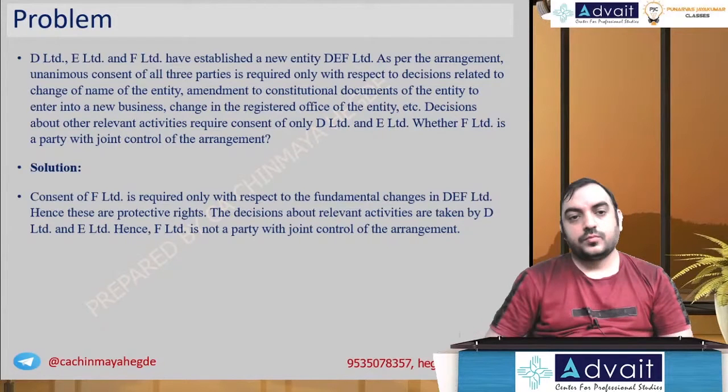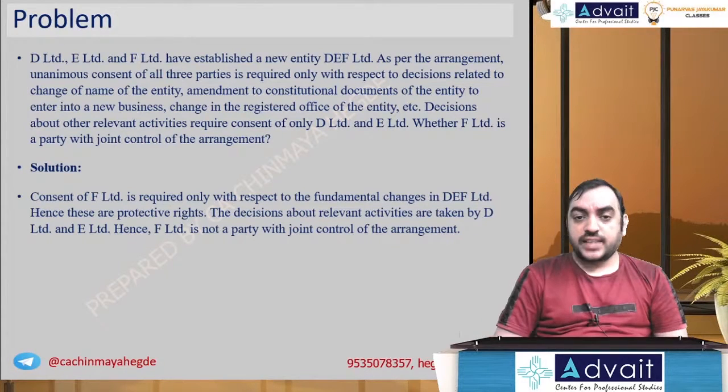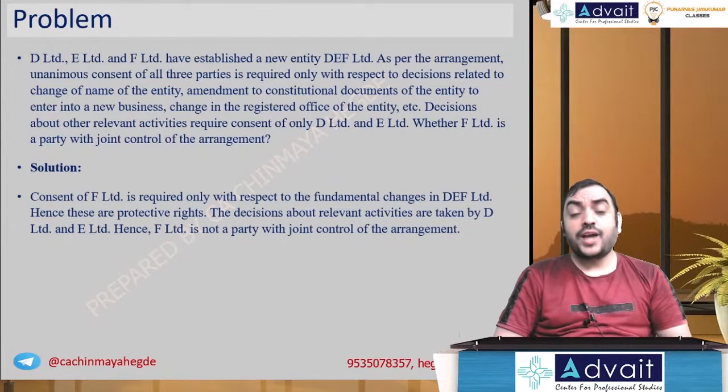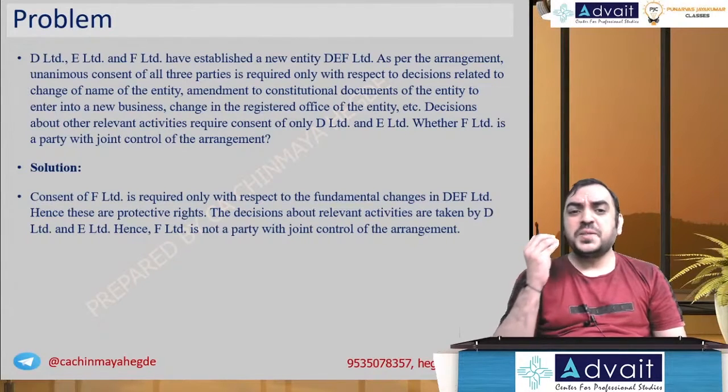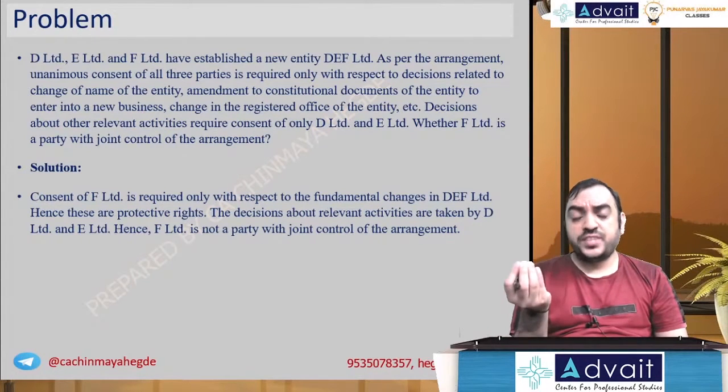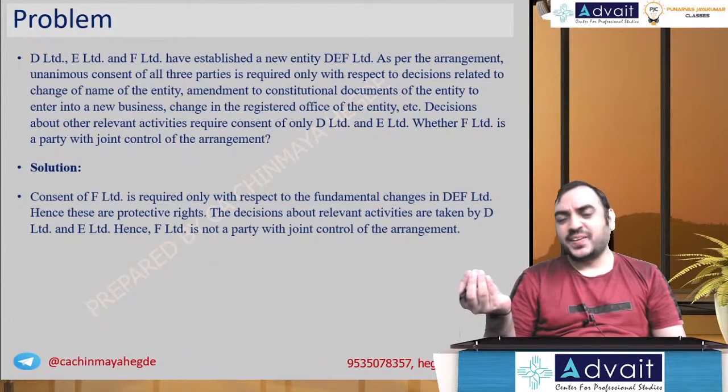D Limited and E Limited and F Limited jointly establish a new entity DF Limited. As per the arrangement, unanimous consent of all the three parties is required only with respect to decisions relating to the change of name of the entity, amendment to the constitutional documents, to enter into new business, registered office change. Decisions about other relevant activities require consent only of D Limited, E Limited. Whether F Limited is a party to the joint control arrangement. So only for major decisions, to change the name, change the objective clause, you require F Limited's consent.